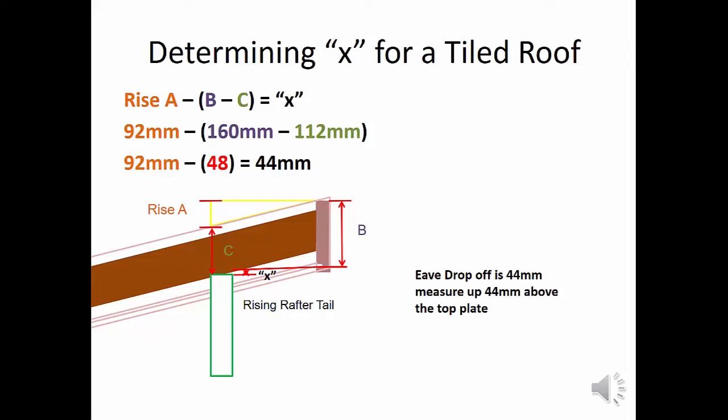Now, using the information that we determined earlier for a tiled roof, we'll determine the eave drop off, or X, for a rising rafter tail. So the rise A being 92 millimeters, B being 160 millimeters, and C 112 millimeters. Calculating the brackets first, 160 minus 112 gives us 48. 92 minus 48 leaves 44. Being a positive number, you would then measure 44 millimeters up from the top plate to establish the height, and then level across to establish the position of your fascia.